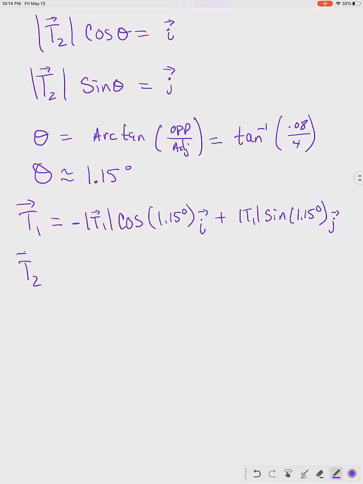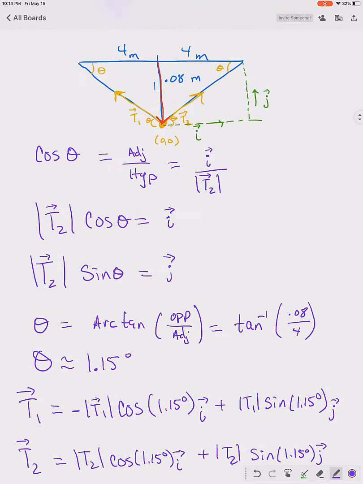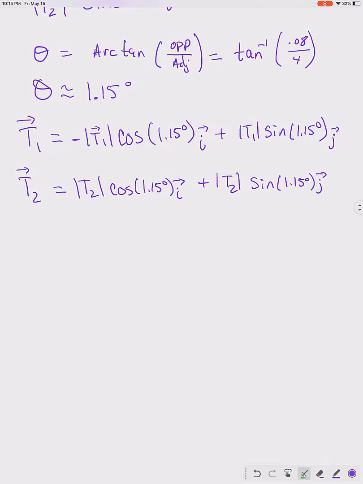And in a similar fashion, T2 is equal to the length of T2 times the cosine of 1.15 degrees in the I direction, plus the length of T2 times the sine of 1.15 degrees in the J direction. And again, both of those are positive because here's my origin. In my universe, the I component for T2 is on the positive side.